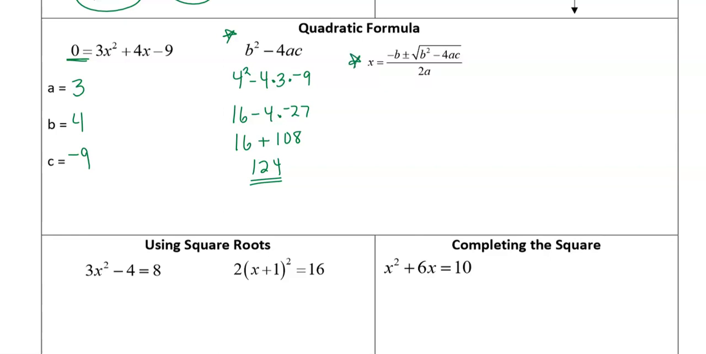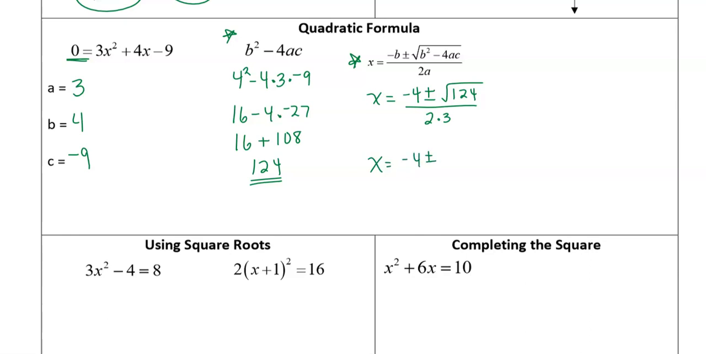Now you always want to write your formula down first. X equals -b plus or minus the square root of b squared minus 4 times a times c divided by 2a. So x equals, our b was 4, so that would be -4 plus or minus the square root of 124 divided by 2 times a, which was 3. So we get x equals -4 plus or minus.